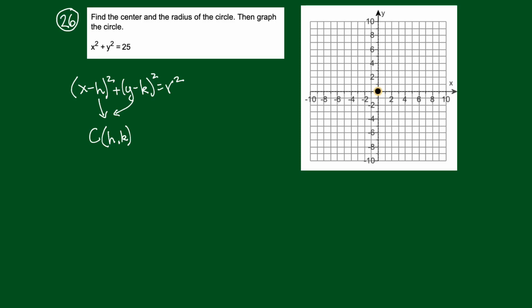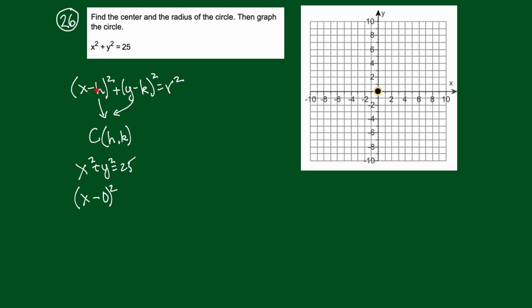Now in our case, we've got x squared plus y squared equals 25. What have we got here? We've got just x, so our h must be 0. I mean, x minus 0 is just x, and that's what we have, just x squared. So I have to make this form fit this form right here.